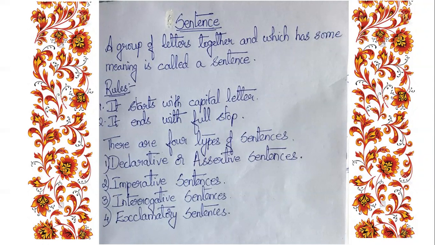A sentence has two rules to be followed. It starts with a capital letter, and the second rule is it ends with a full stop. Now, there are four types of sentences. They are the declarative or assertive sentence. What do you mean by a declarative or assertive sentence? A sentence that cannot be changed. I repeat once again: a sentence that cannot be changed is called a declarative sentence.